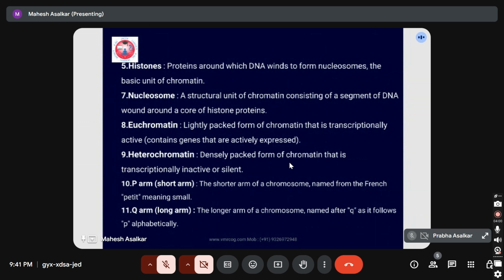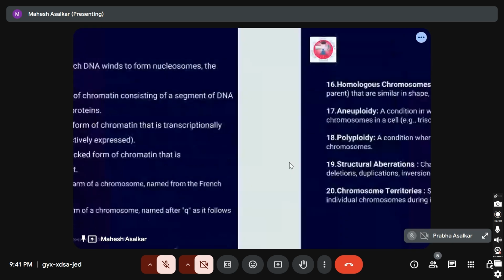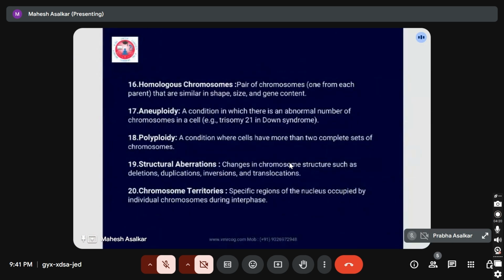Okay, then you have P arm and Q arm. So P arm, that is the shorter arm of chromosome, named after the French petit, meaning small. Okay, and Q arm, that is a long arm. The long arm of chromosome is named after Q as it follows the P alphabetically. Okay. Then homologous chromosomes. Pair of chromosomes, one from each parent, that is similar in shape, size, and gene content. They are called as homologous chromosomes.